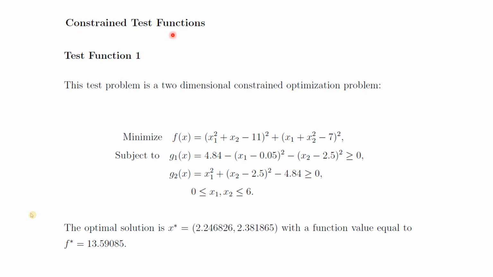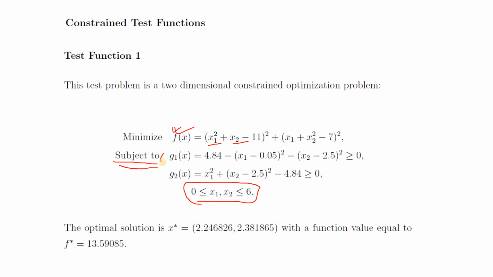Now if I introduce constraints, this is a constrained test function, test function 1. It is a single objective, not a multi-objective, only one objective function. You can see f(x) is only one objective function, and x1 and x2 are the variables. The variables should be within the range 0 to 6. This is not a constraint, it is just a range.